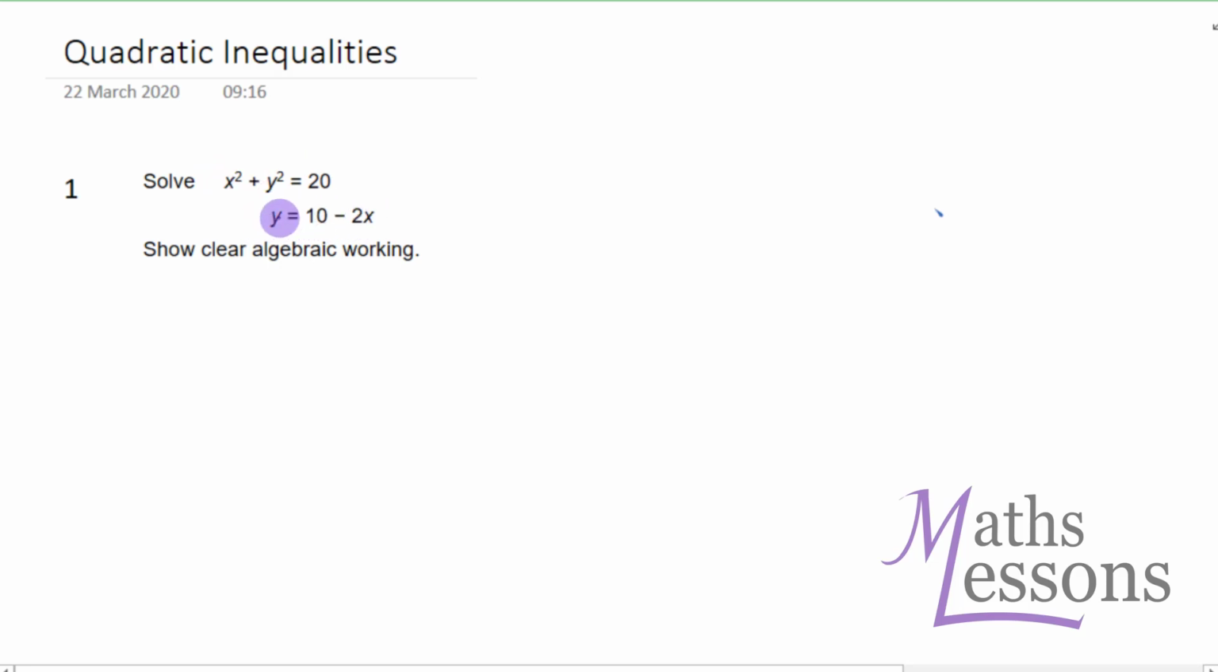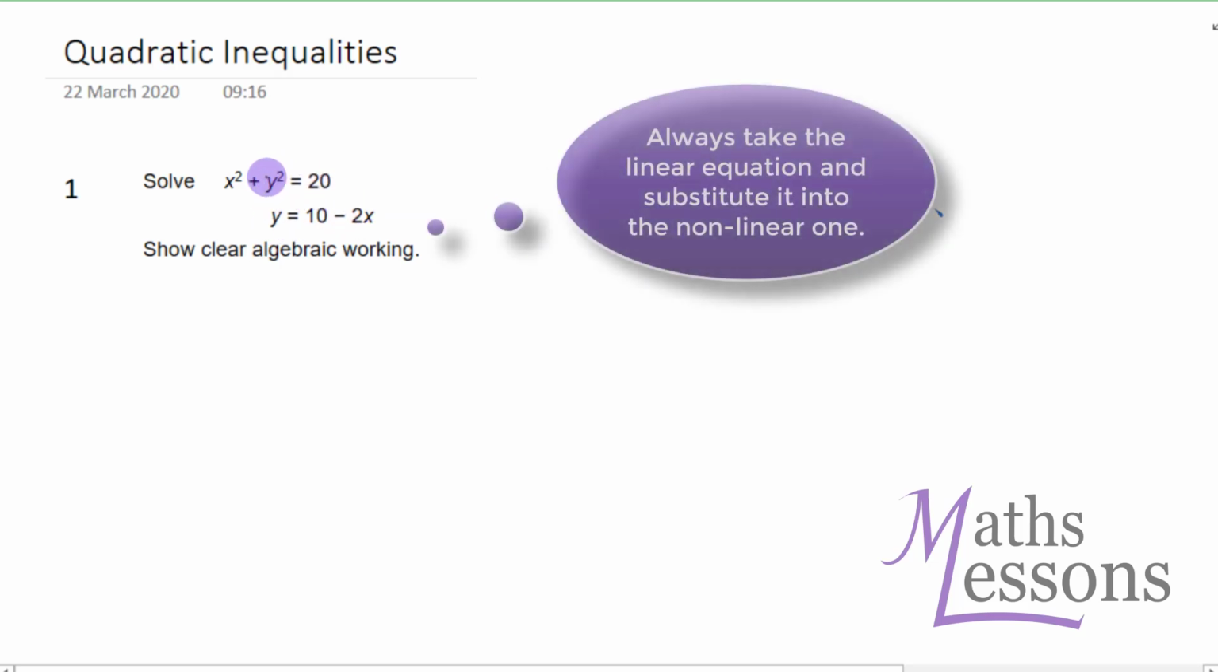We're going to try and rearrange that to make either y or x the subject. In this case, y has already been made the subject, so our job is done for us. And we're going to substitute that into the other expression. So what we can see is that we've got y here, and we've got y here, and y is equal to 10 minus 2x. So we're going to replace that y with 10 minus 2x.